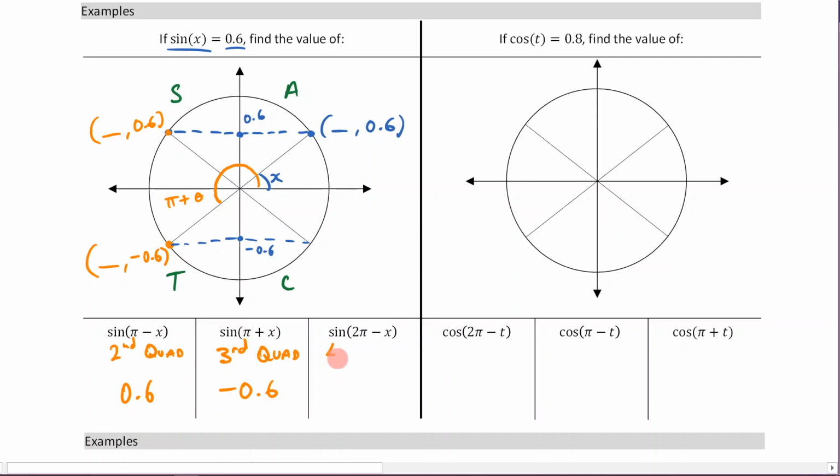And then the last one, this is your fourth quadrant. You know that sine is going to be negative here, so you can immediately put it down. Or you can also think it's referring to this point right here, which is something negative 0.6.